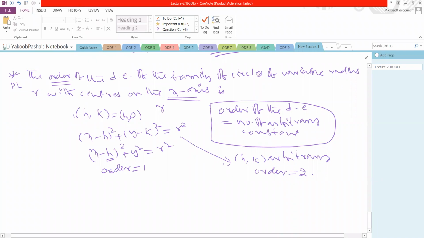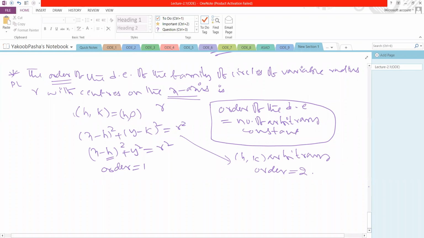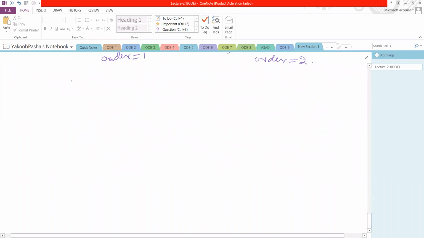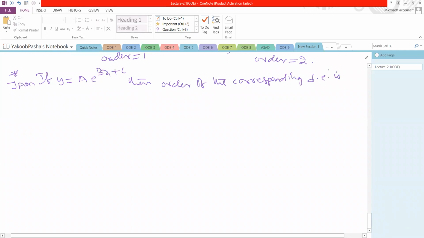I am taking one example, from JAM. If y is equal to a into e to the power of bx plus c, then the order of the corresponding differential equation is? Actually, here we see 3 arbitrary constants appear.